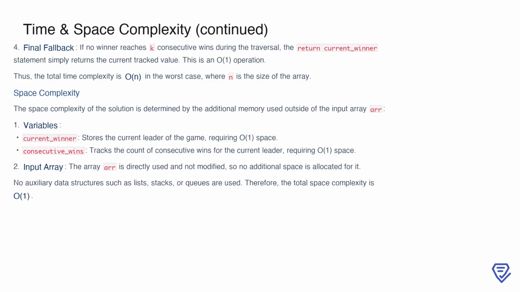Moving on to space complexity, it's determined by the additional memory used apart from the input array. We only use two variables, current_winner to store the current leader and consecutive_wins to count the current streak of consecutive wins. Both of these require O(1) space. Since the input array is directly used and no additional data structures are created, the total space complexity remains O(1). This makes the solution highly efficient in terms of memory usage.